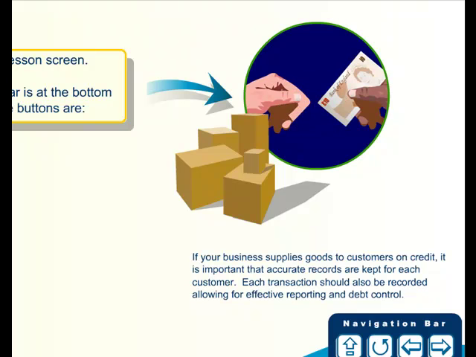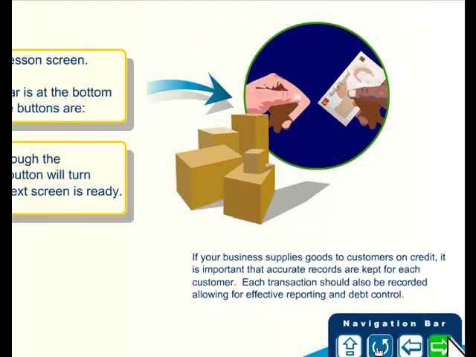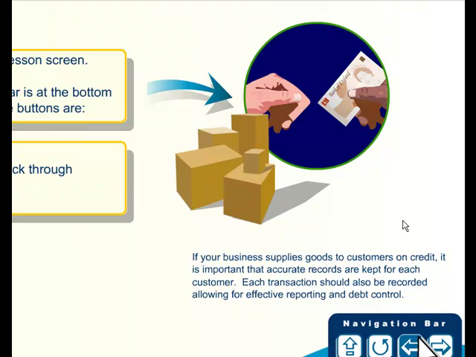Here is a typical lesson screen. The navigation bar is at the bottom of the screen. The buttons are Next to move through the program. This button will turn green when the next screen is ready. Back to move back through the program. Replay to see the last sequence again. Main menu to return to the main menu.